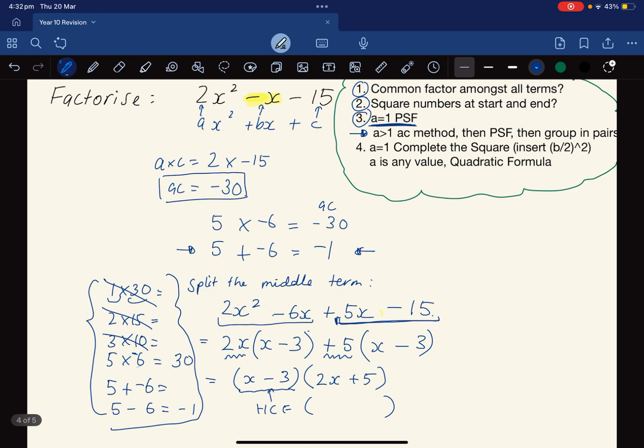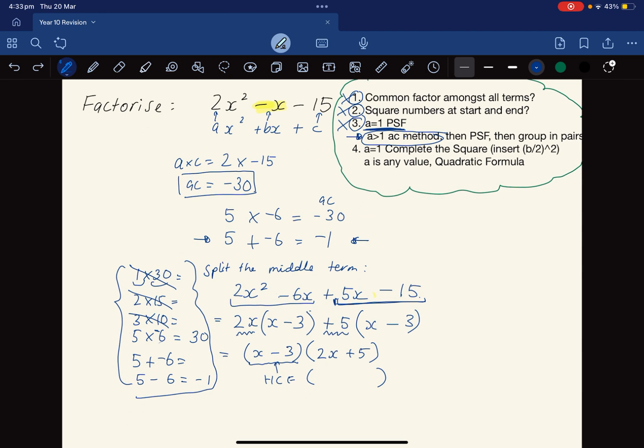Okay, so we stepped through our strategy. We looked for a common factor. There was no common factor amongst 2 and 15. We looked at, are there square numbers at the start and at the end? No, those are not square numbers. So we got to this step. Is A equal to 1? No, A is equal to 2. So you proceed to the AC method if A is greater than 1. And your last possible resort is the quadratic formula. Hopefully that made sense.